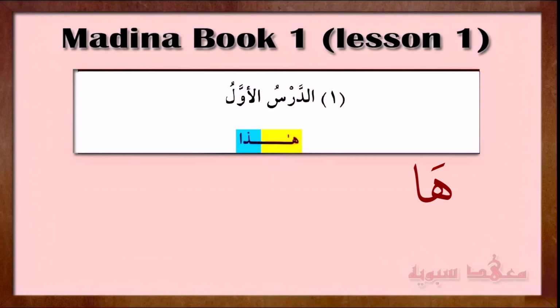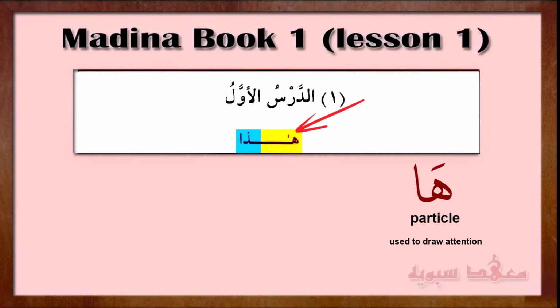Now in Arabic script, this alif, when it's actually joined to the demonstrative pronoun, is not written. Now actually in the Mus'haf, you'll find that it's written in this way. It's a small alif, and that's just to do with the script. And it's pronounced as ha. Now this ha is actually a particle. It's a harf.